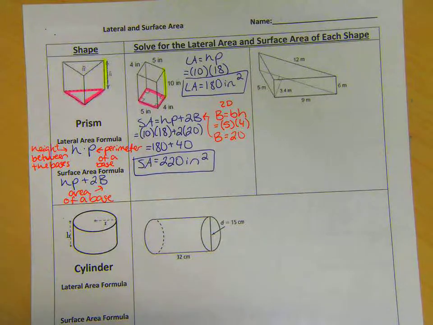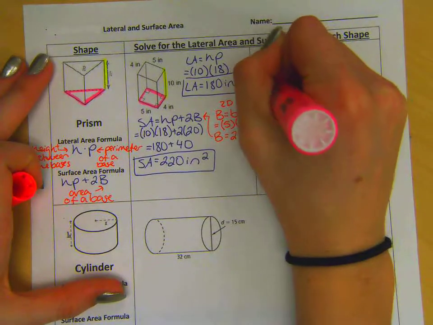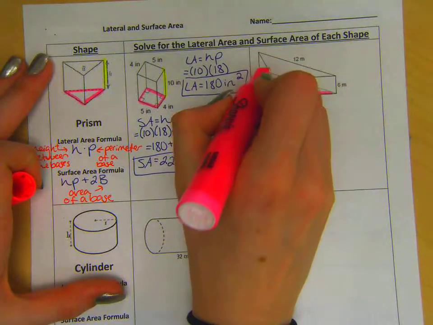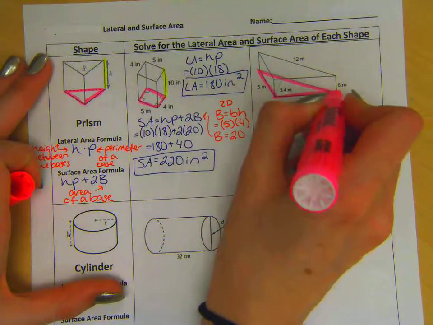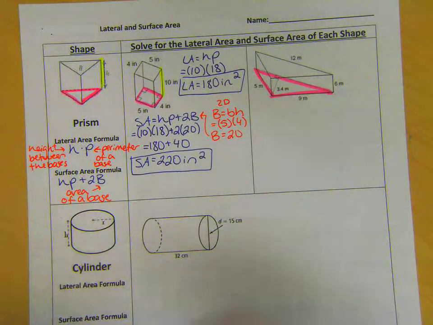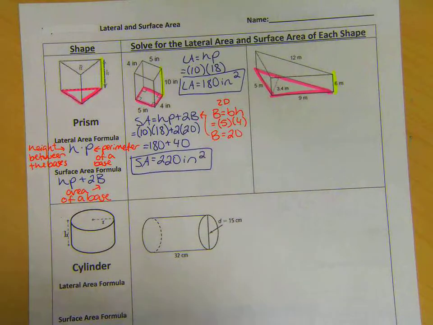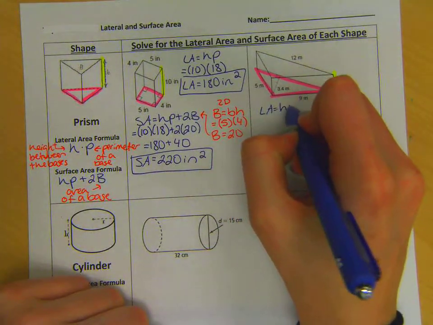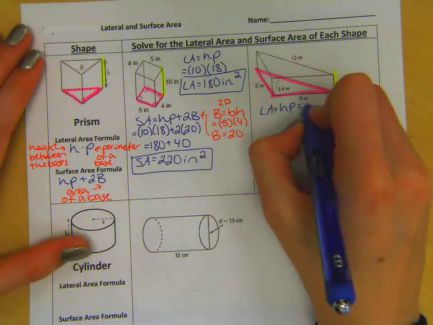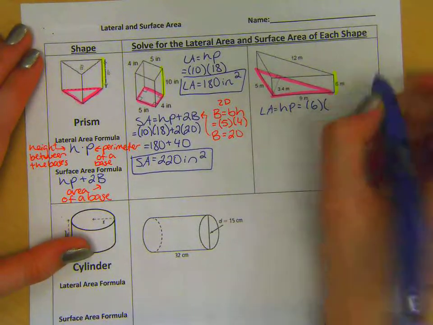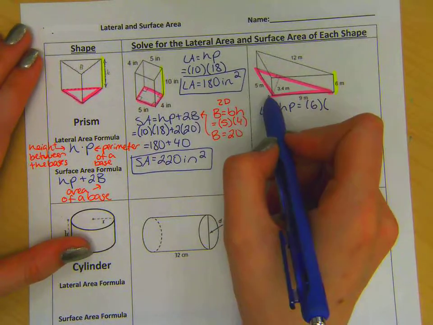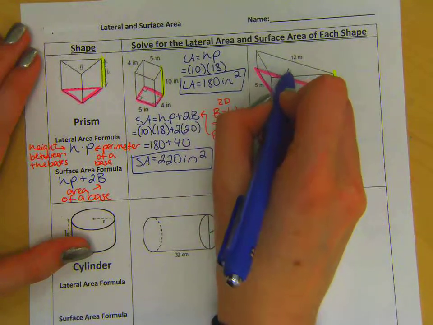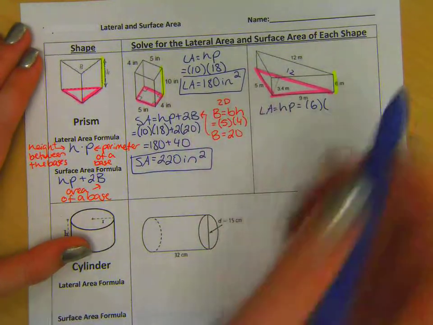Moving on to the next problem here, my base is now not a rectangle, but it's a triangle. The height between the 2 bases is my 6 right here. So to calculate the lateral area first, still just H times P. The height between the bases is 6. The perimeter, so 5 plus 9, and this distance here, this is 12. It's the same as this one.